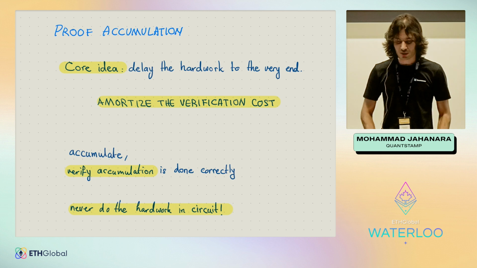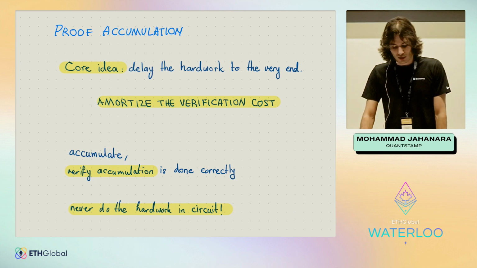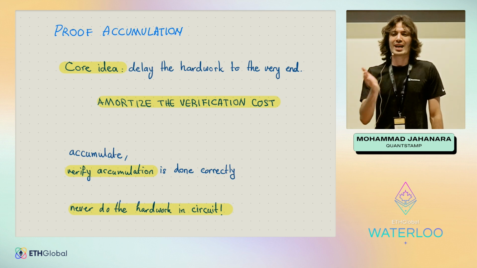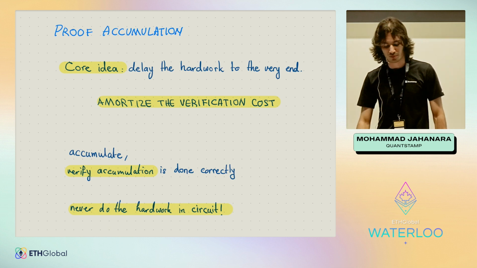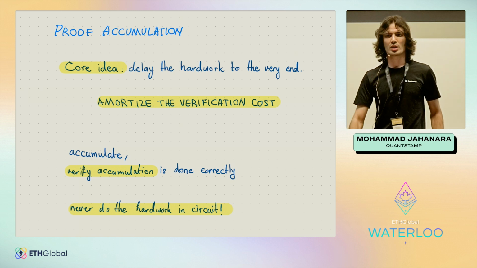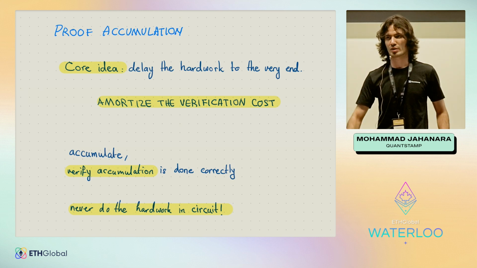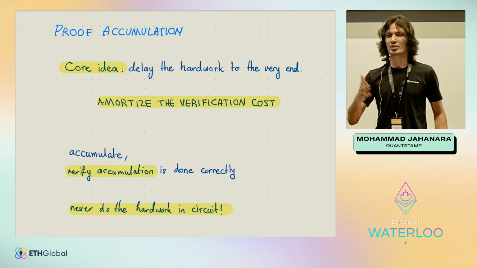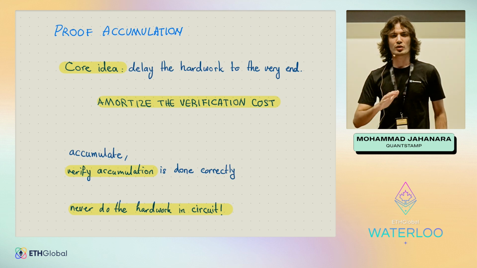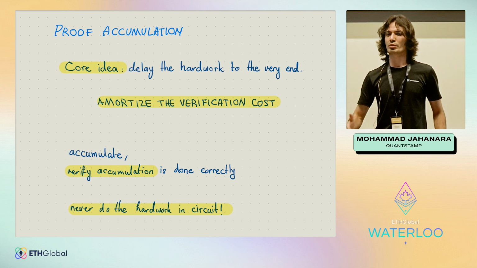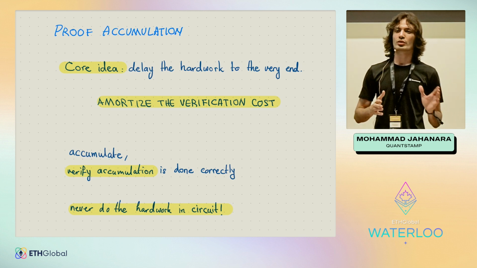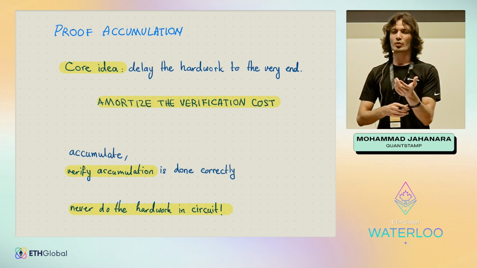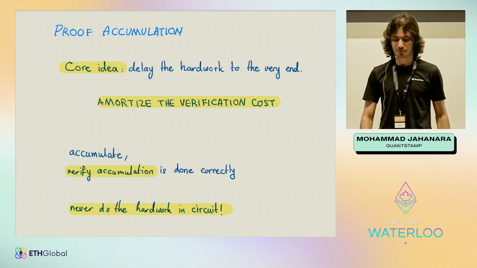I have two more ideas, which are based off the works that came out in the last 2 years. The first one is something called proof accumulation. So we want to do some recursion. Maybe we want to do 100 steps of recursion. Prove something, recurse on it, recurse on it, recurse on it. And at the very end, we want to post the final proof on mainnet to be verified by some smart contract, okay? The core idea is maybe we delay the hard work to the very end. And remember, what was the hard work? It was this pairing check stuff, right?